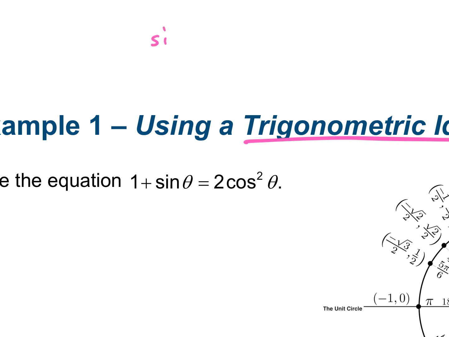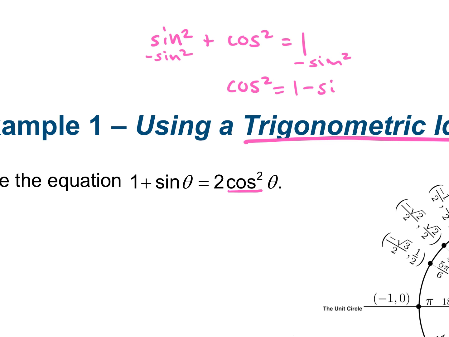So we have sine squared plus cosine squared is equal to 1. This is our trig identity. I want to replace cosine squared with something to make my trig functions the same. So I want to find what cosine squared is equal to. So I'm going to subtract sine squared. So cosine squared is equal to 1 minus sine squared.